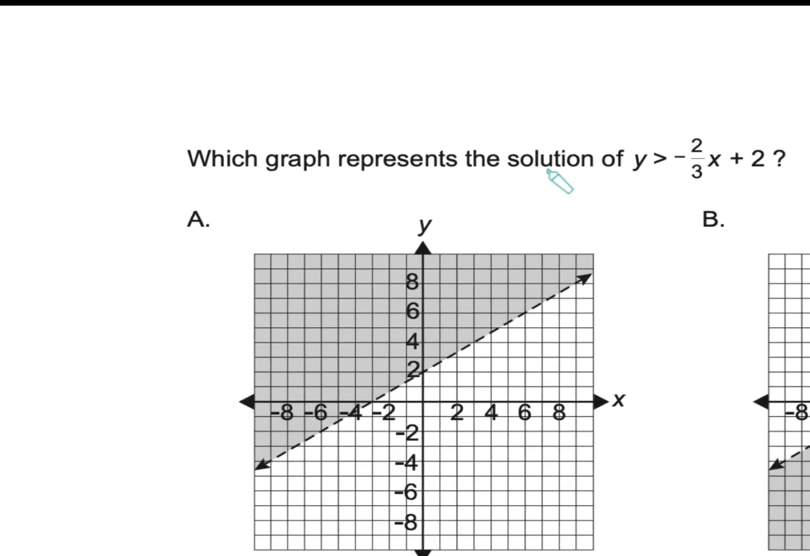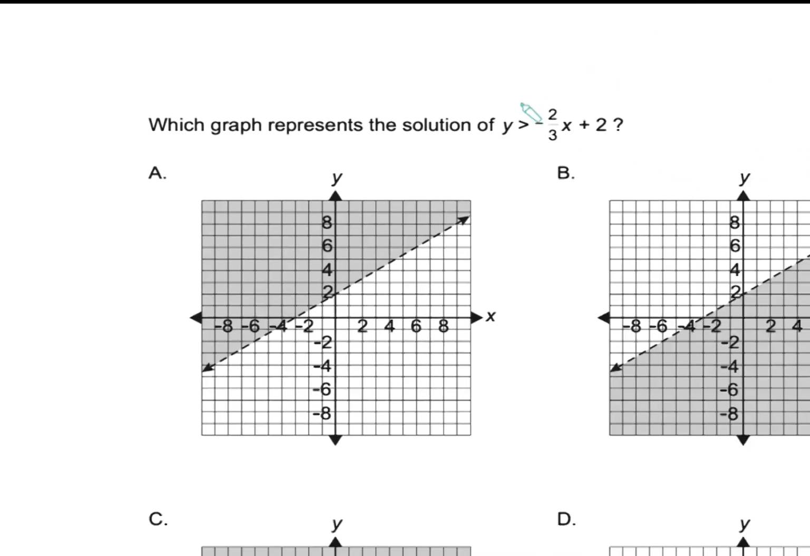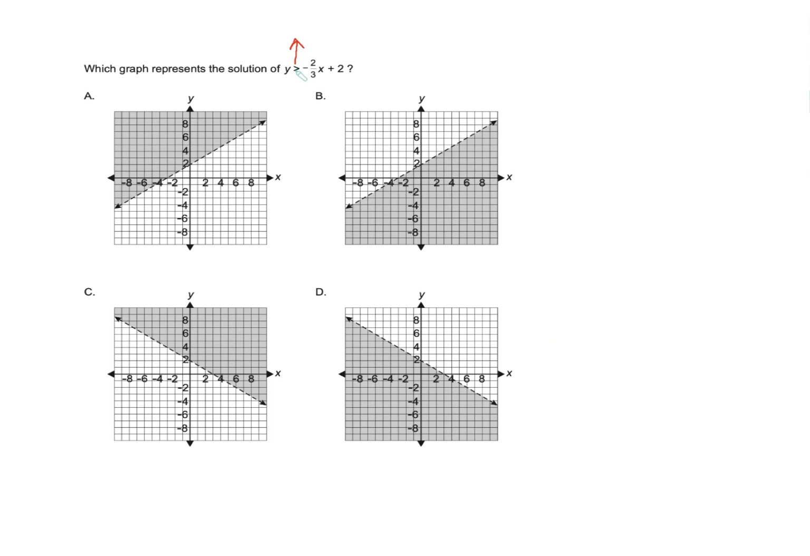Which graph represents the solution of y greater than negative 2 over 3x plus 2? So again, let's look at our inequality symbol. It is greater, so we are going to have a dashed line. All 4 answer choices have a dashed line. Okay, if it's greater, it's shaded above. A is shaded above, so that could be my answer. B is shaded below, so we can eliminate. C is shaded above, so this can be my answer. And D is shaded below, so we can eliminate. So greater means shaded above, so we look to see who was shaded above, which was either A or C.